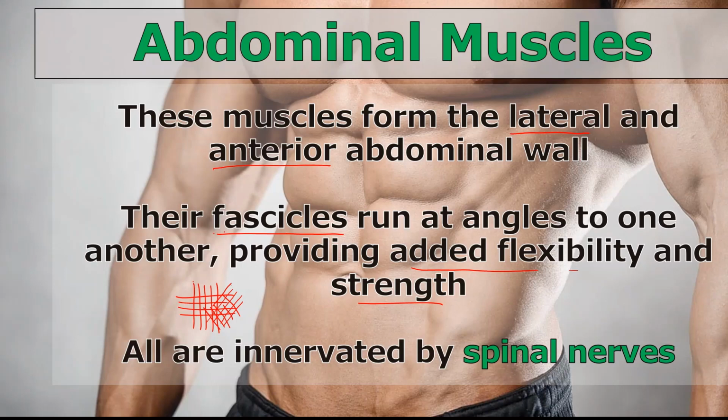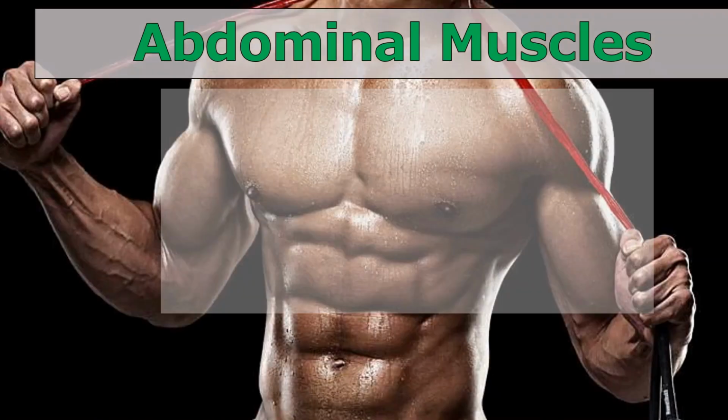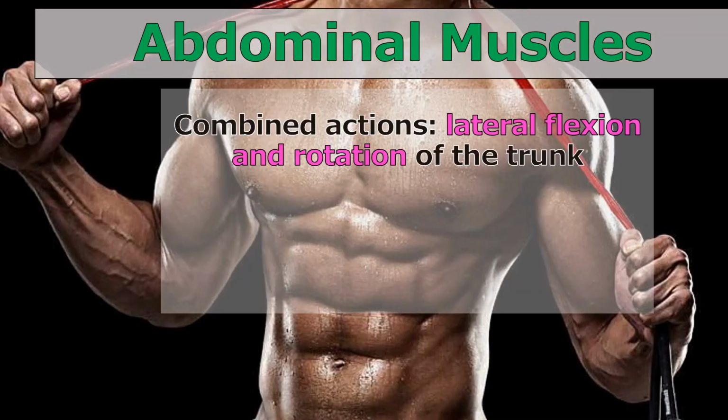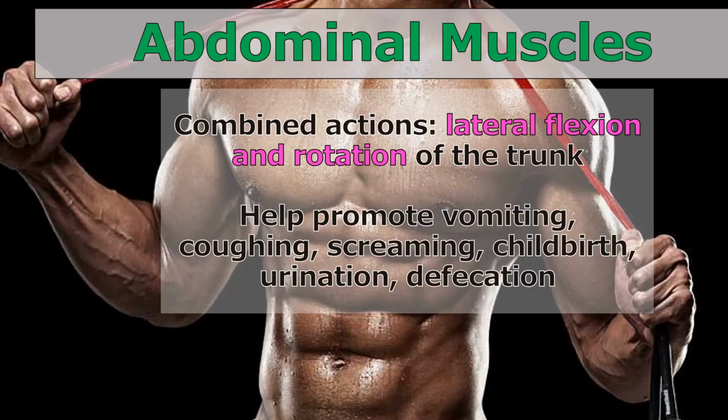Now, all of them are going to be innervated by rami, or branches of the spinal nerves. I'm not going to be too specific because we haven't gotten into that yet, but I will list them out for you here. Combined actions is flexion and rotation of the torso or the trunk. It also helps you do things like vomit, cough, scream, birth a baby, urinate, and defecate.